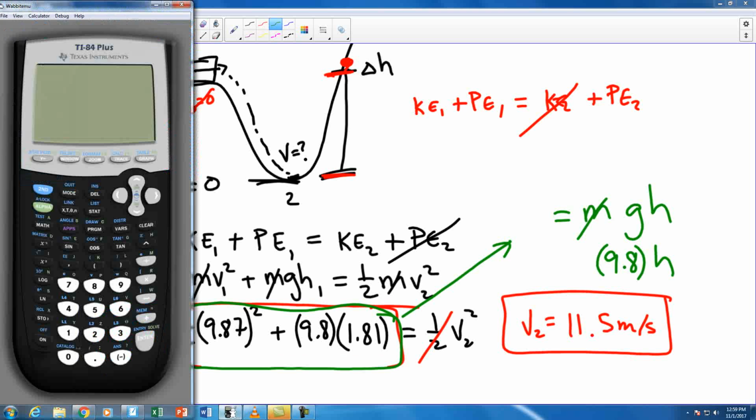I'm going to grab my calculator and walk you through the calculation. If I get it turned on. Okay, so right over here you can't really see it, but it's 1/2, so 0.5 times parentheses 9.87 squared plus 9.8 times 1.81.